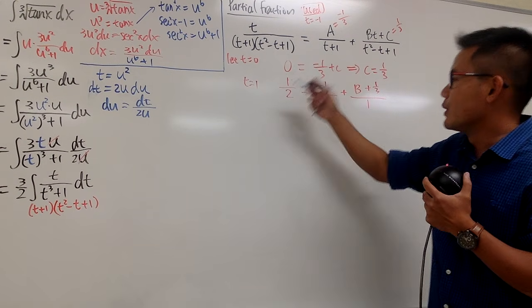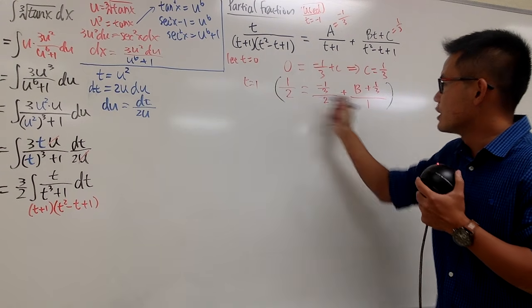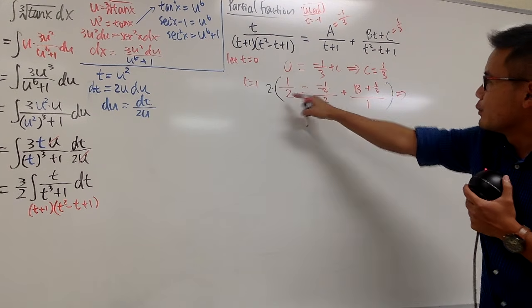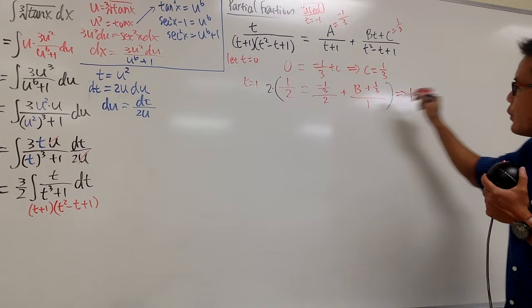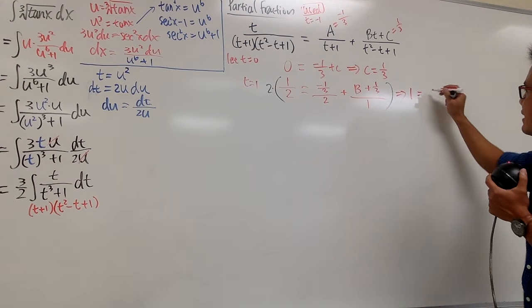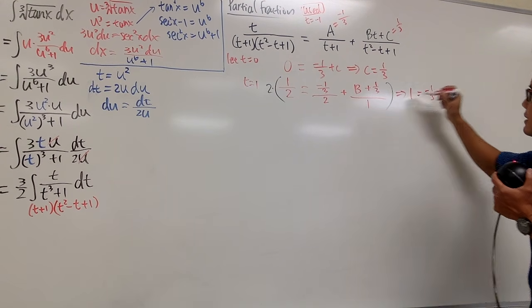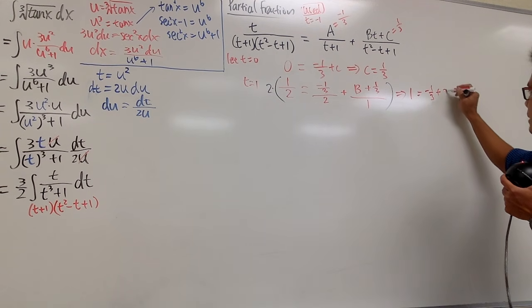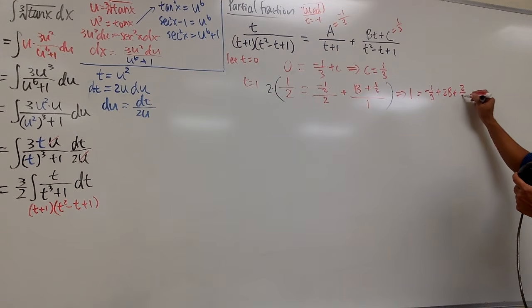And to solve this, we'll just do whichever way that you would like. Multiply everything by 2 so you don't have to deal with fractions if you don't want to, right? Okay, so we have 1 equal to -1/3. And this is going to be plus, well, I multiply 2 right here, so it's going to be plus 2b plus 2/3.